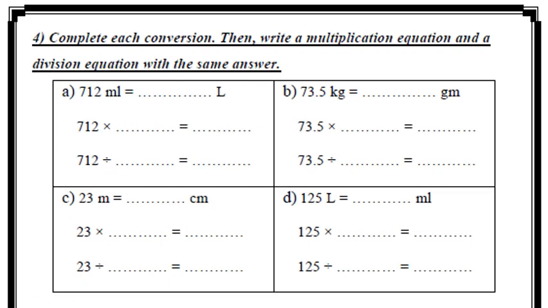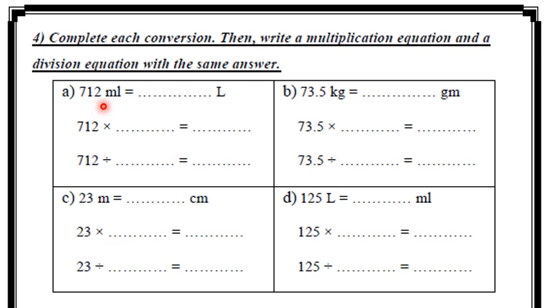Exercise 4. Complete each conversion. Then write a multiplication equation and a division equation with the same answer. Let's see the first example. 712 milliliter equals how many liter? As we know, 1 liter equals 1000 milliliter. And from the big unit to the small unit, I'm using times. And from the small unit to the big unit, I'm using divided.